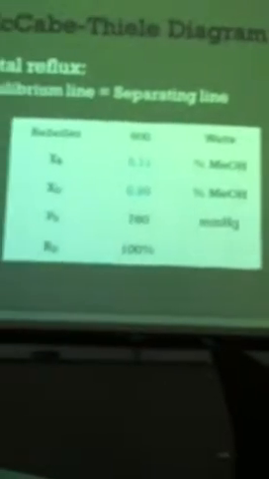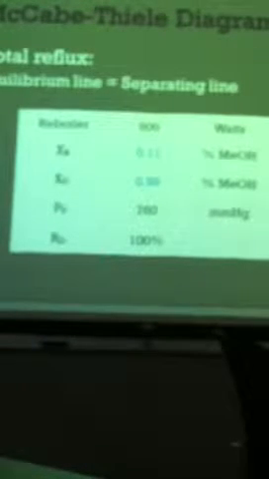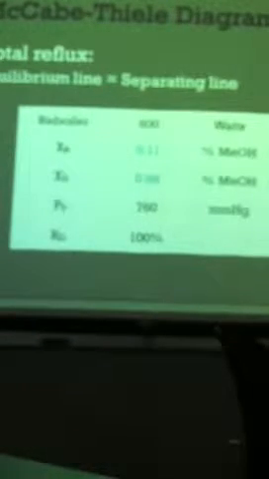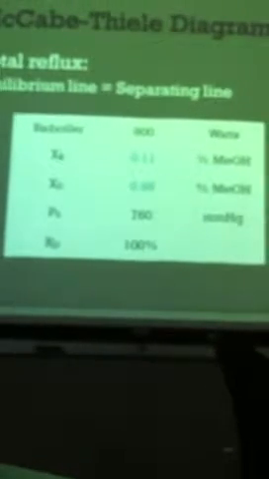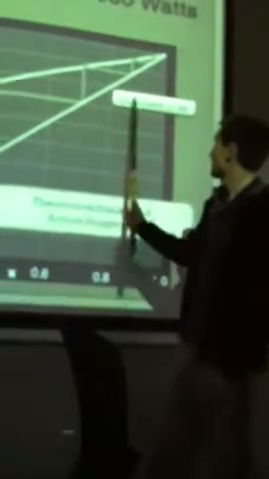At total reflux, when constructing the McCabe-Thiele diagram, your operating line is your diagonal line, and you'll see that right here. So typically in the McCabe-Thiele diagram, you'll have a diagonal line, and then this is your equilibrium line, and then you usually have a rectifying and stripping line, which are based off your feed and stuff, but in this we have no feed and 100% reflux, so this is the line that's used.